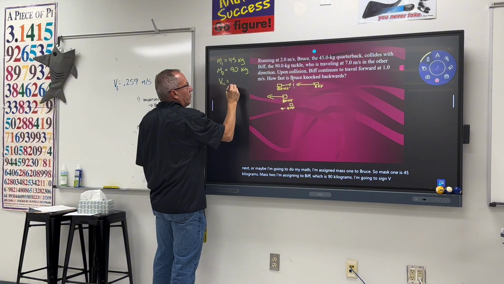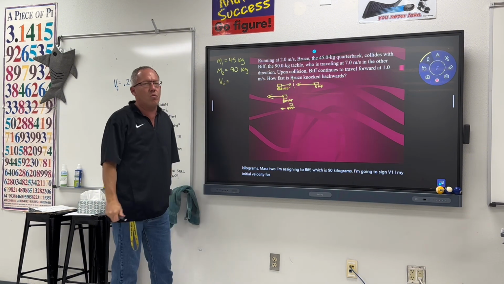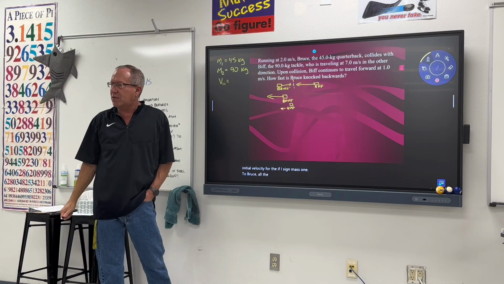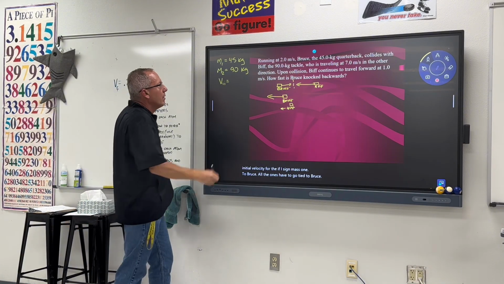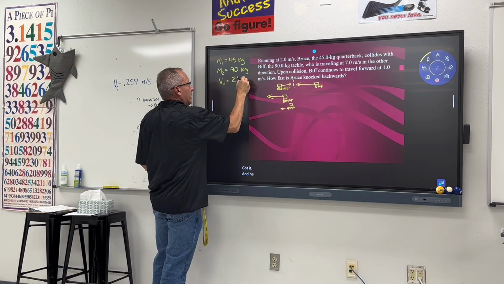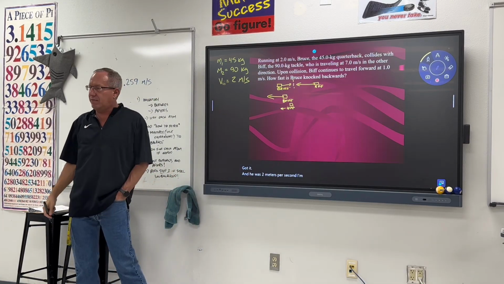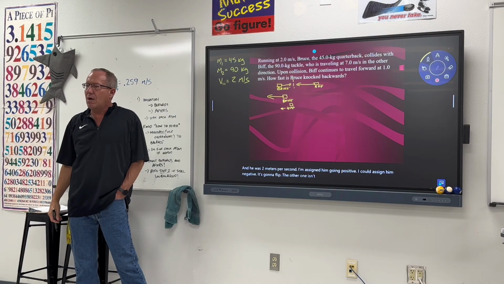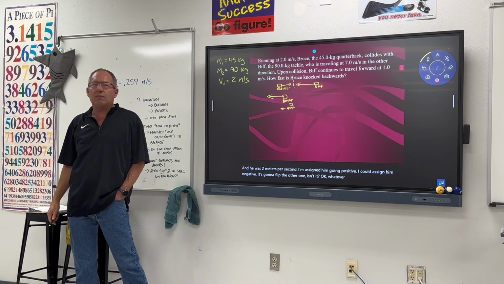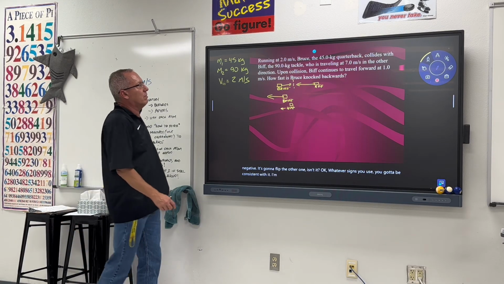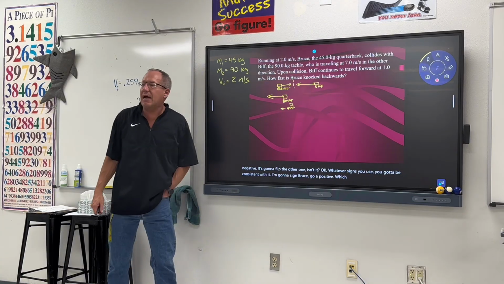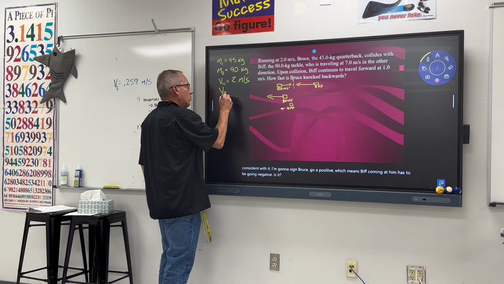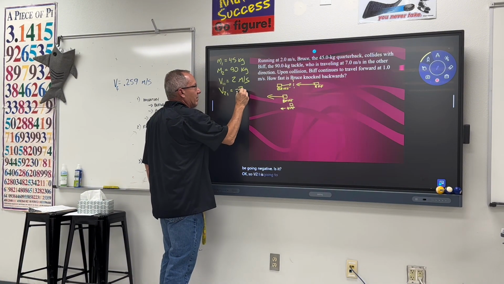I'm going to assign V1I, my initial velocity. If I assign mass 1 to Bruce, all the ones have to go tied to Bruce. Got it? And he was 2 meters per second, and I'm assigning him going positive. I could assign him negative, that's going to flip the other one, isn't it? Whatever signage you use, you've got to be consistent with it. I'm going to assign Bruce going positive, which means Biff coming at him has to be going negative, isn't it?